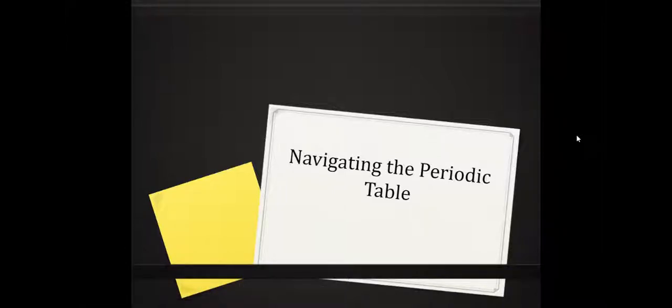Hi, and welcome to Unit 2 of Physical Science, where we begin discussing atomic structure. We're going to start by learning how to navigate the periodic table, which is perhaps one of our most important skills.